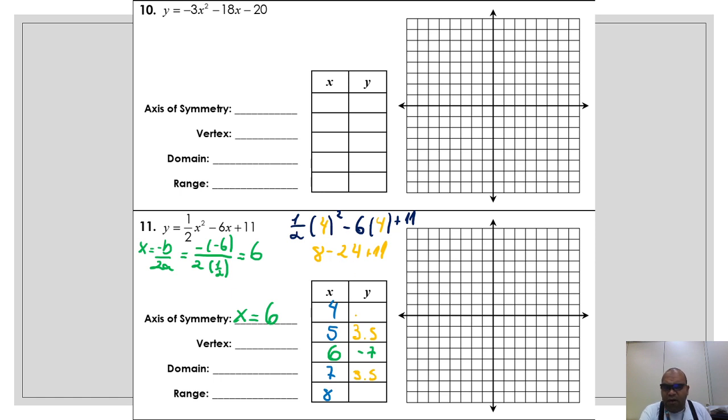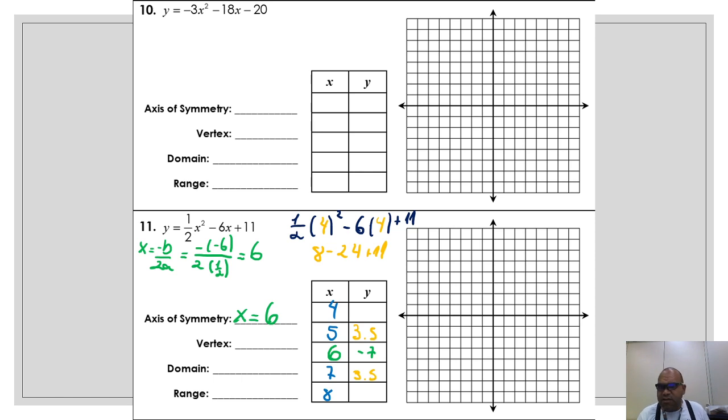19 minus 24, it is -5... Let me use the calculator here to be sure how to solve this. Sorry, guys. Sometimes it happens.